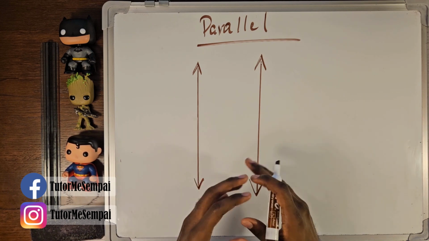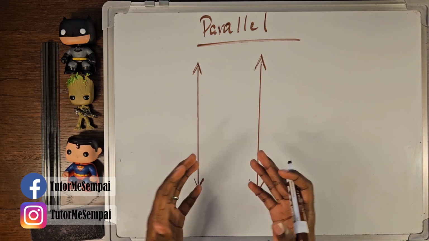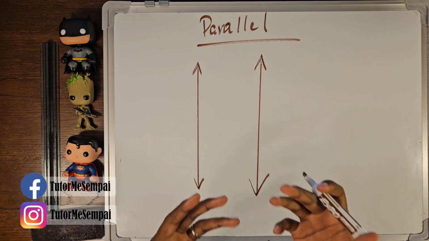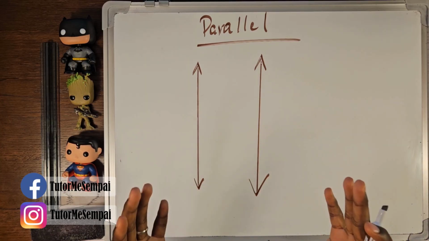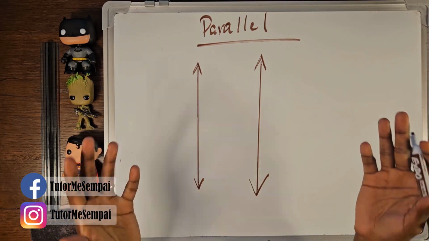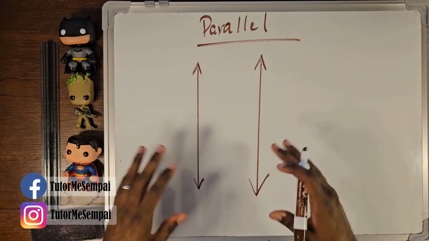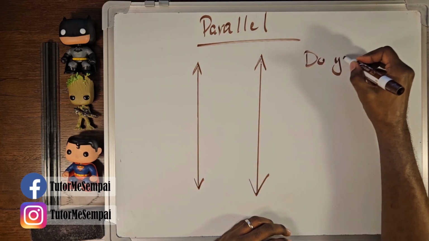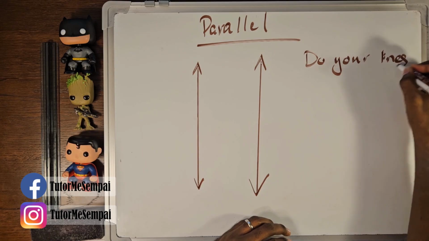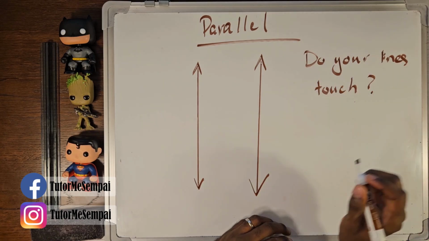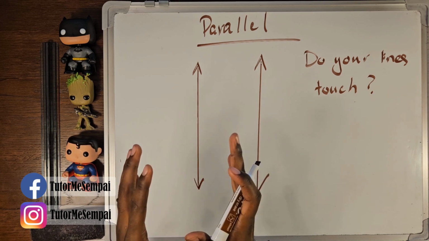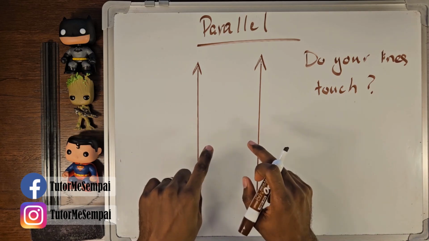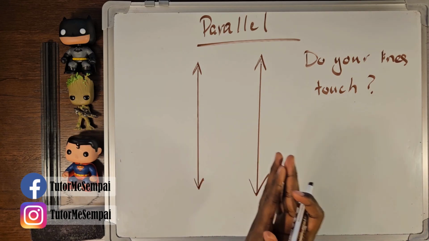How do we know if we're going to have parallel lines or not? Well, the thing that makes two lines parallel is if they would ever touch. Are they ever going to touch? If lines touch, they're not parallel. If they don't touch, they are parallel. So, do your lines touch? But it's not important to know if they touch now, but if they will ever touch. So they may not touch right now, but it doesn't mean that they won't touch later on.